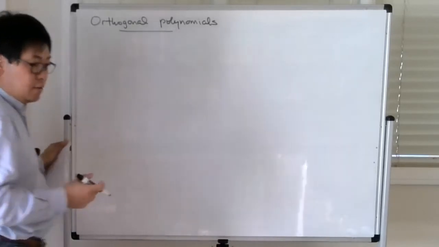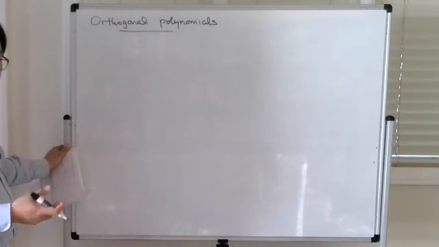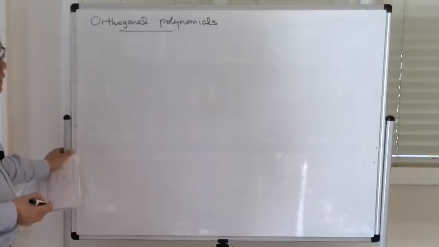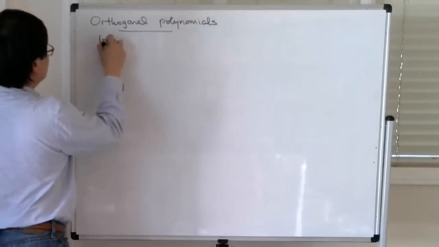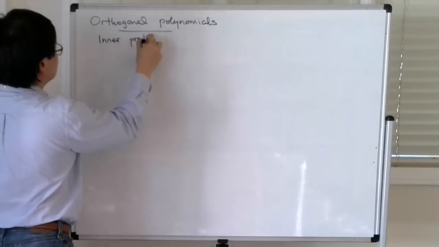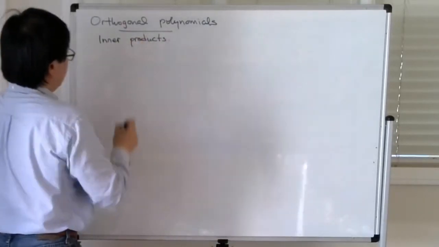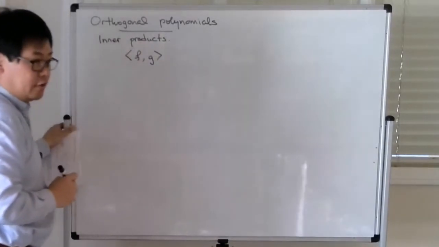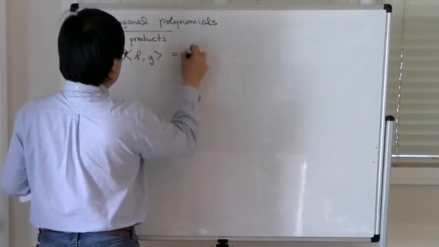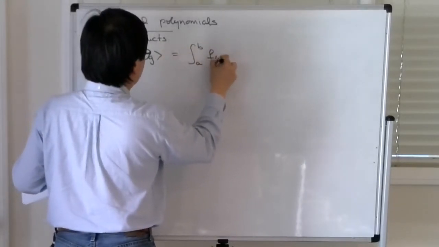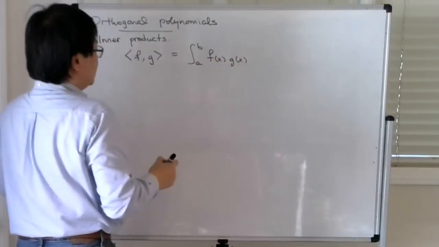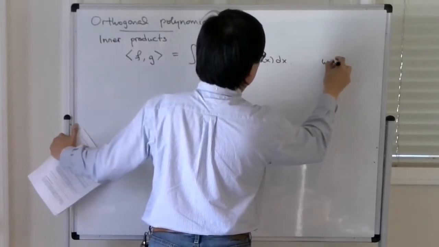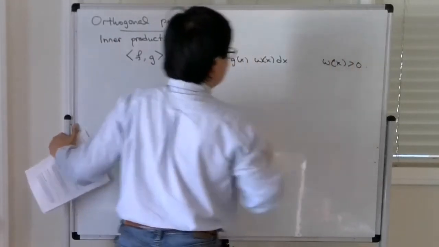So the same way when you're working with vectors, you have an inner product, like the dot product, you want to introduce a notion of an inner product on the space of functions. If you're given two functions, let's say f and g, then the inner product of f and g is oftentimes the integral from a to b of f of x, g of x, and then some weight function w of x dx. And this weight function is typically positive.